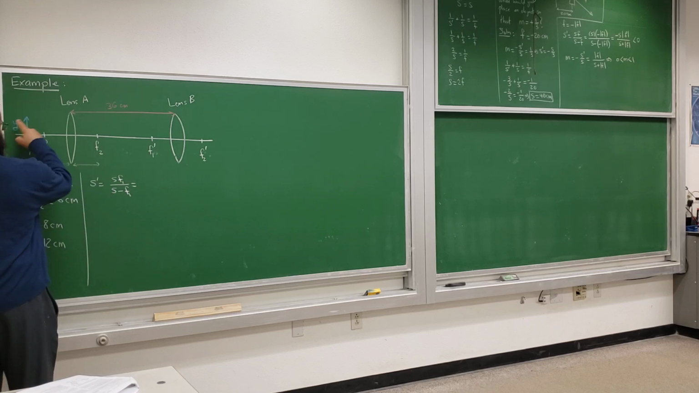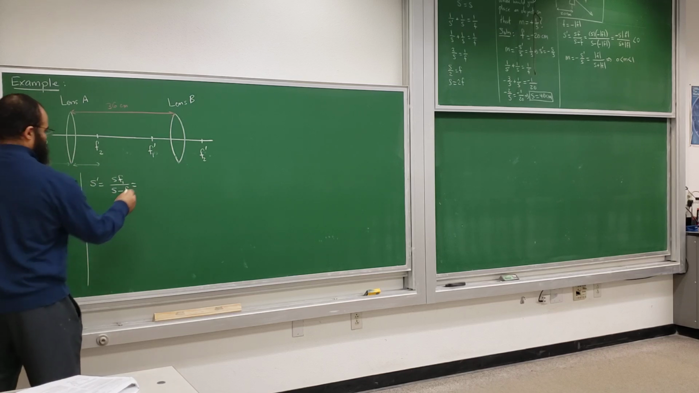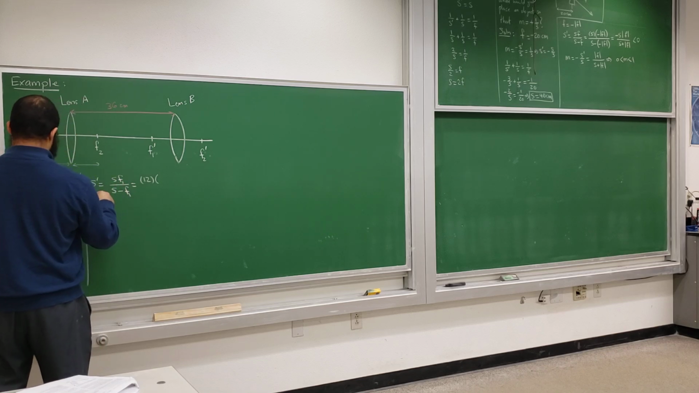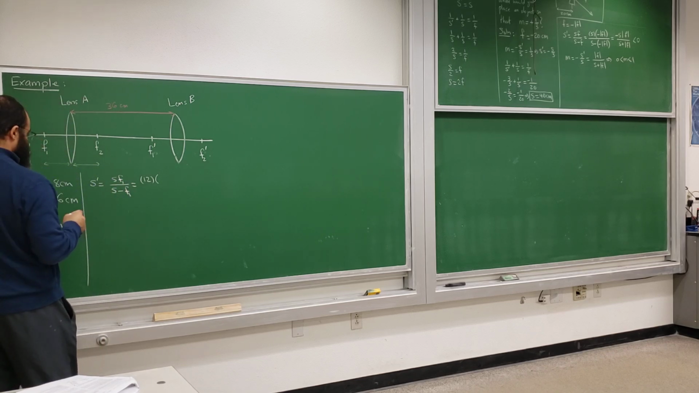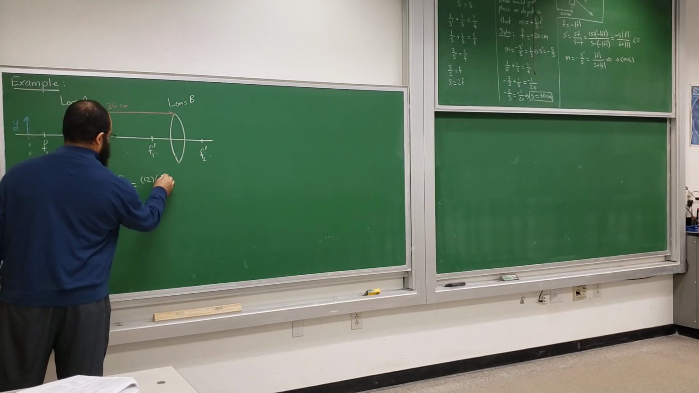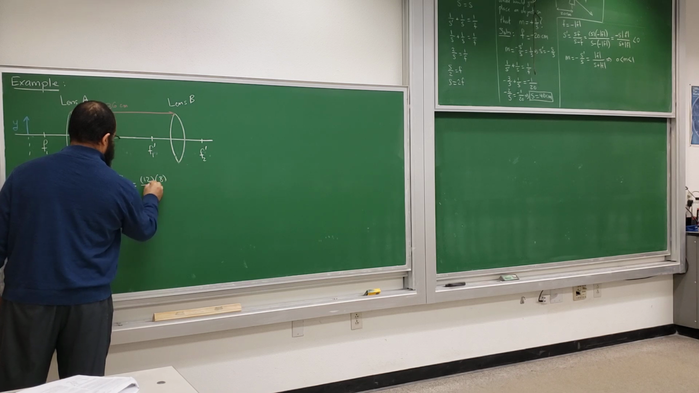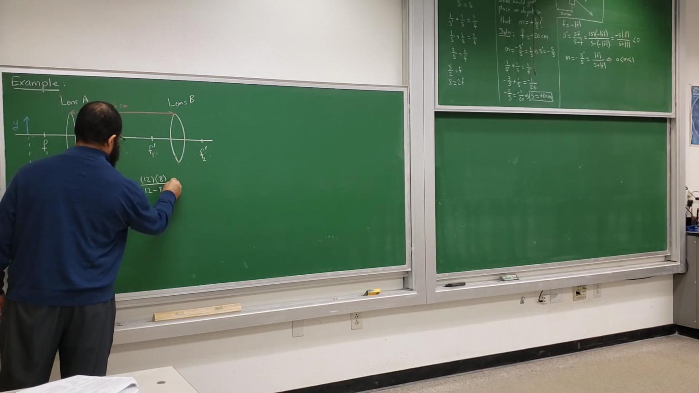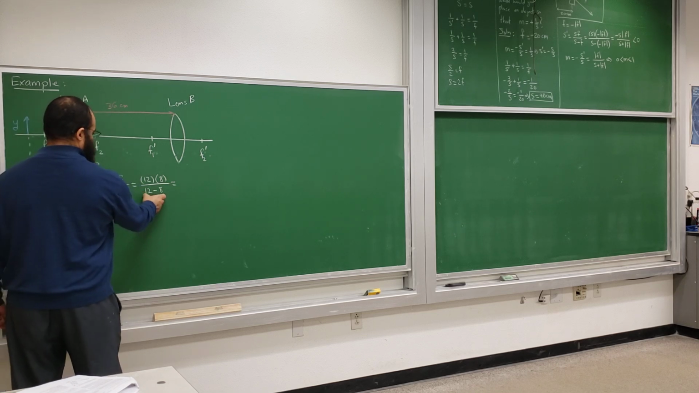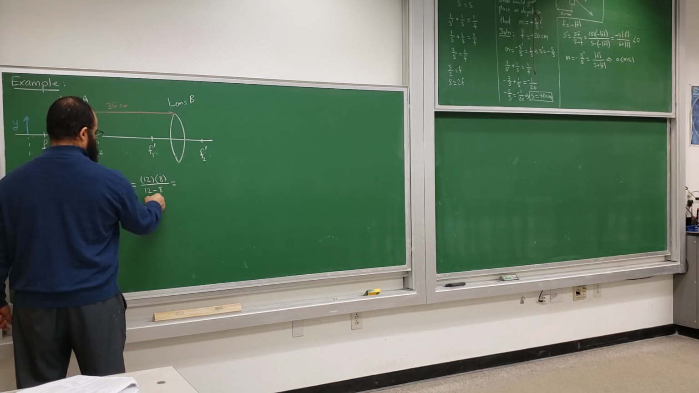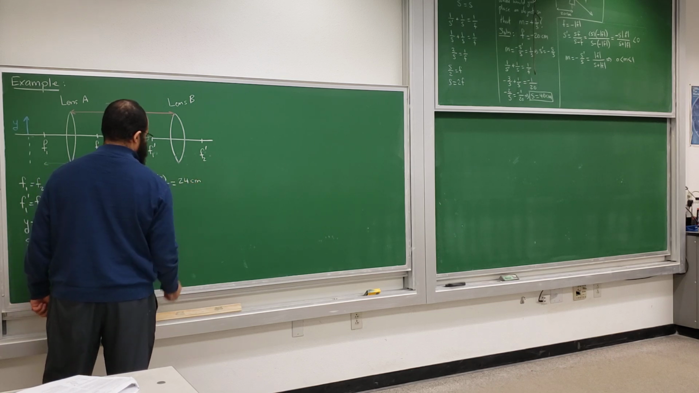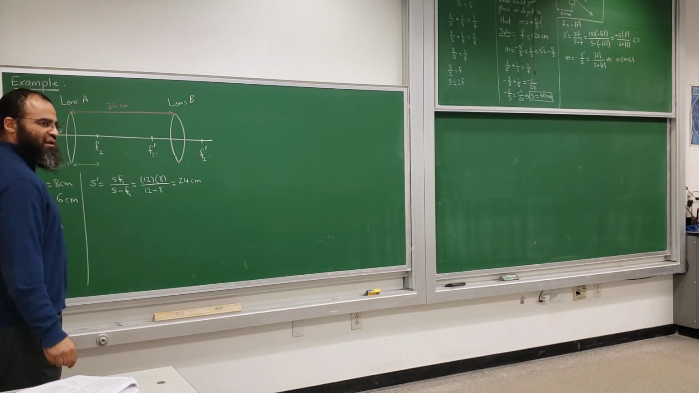So S is 12. F1 is 8. And then 12 minus 8 gives me 4. 8 over 4 is 2. 12 times 2 is 24 centimeters. It's positive 24, right?